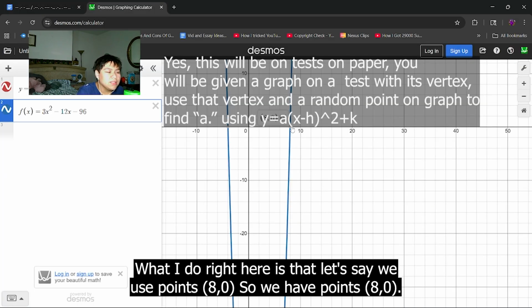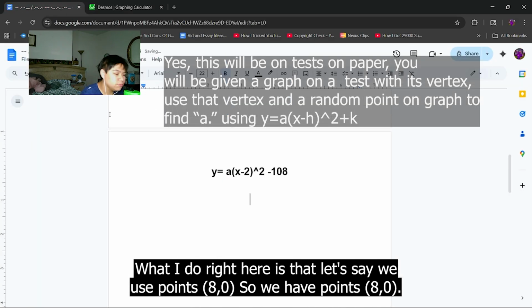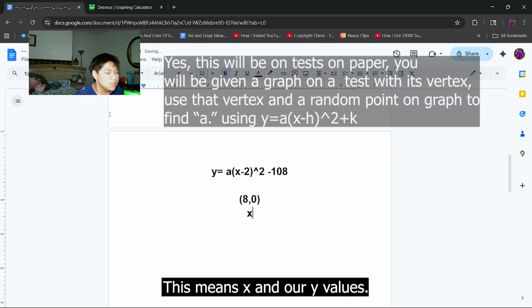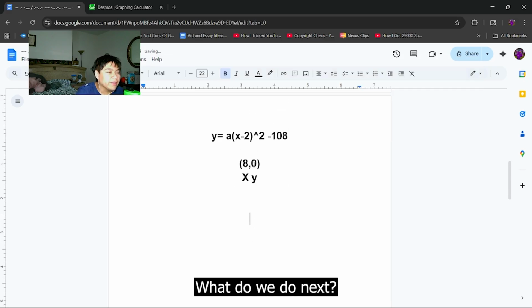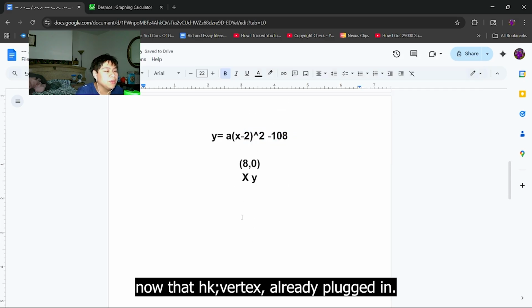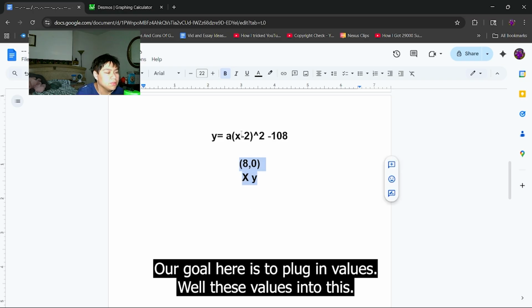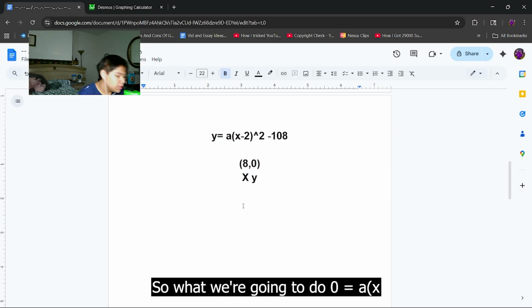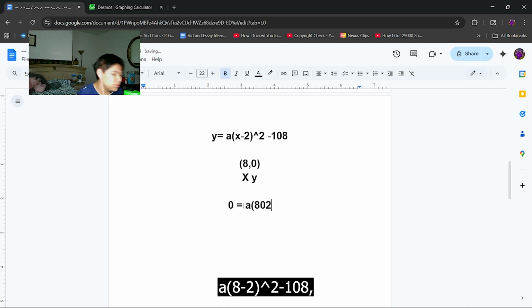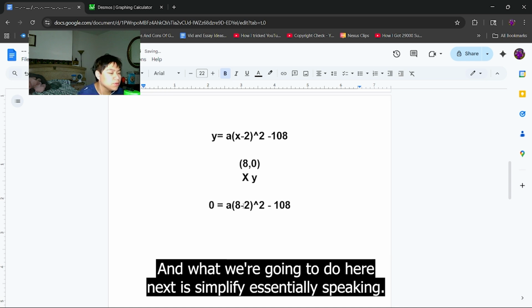What I do right here is, let's say we use the point 8, 0. So we have the point 8, 0. This means our x and y values. What do we do next? Now that h and k are already plugged in, our goal is to plug these values into this. So we're going to do 0 equals a(8 minus 2) squared minus 108. And what we're going to do next is simplify it.